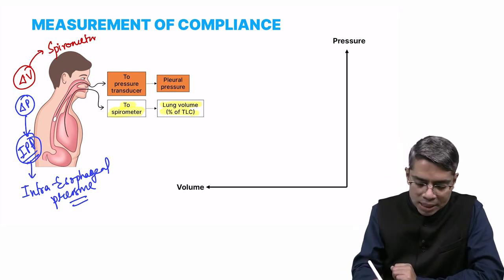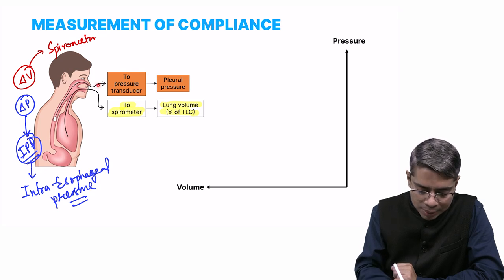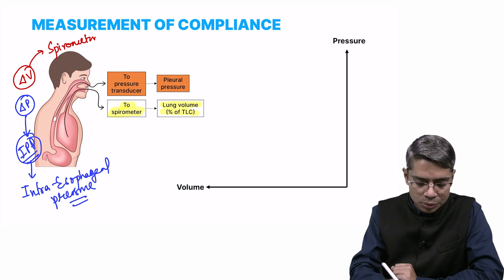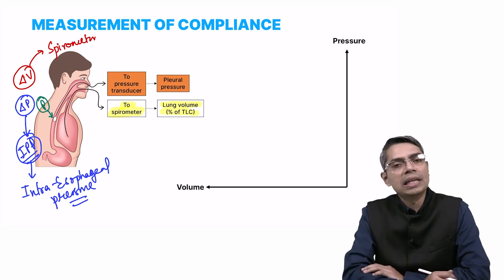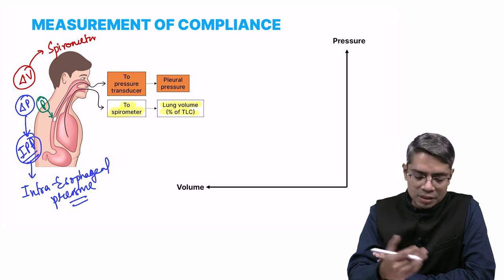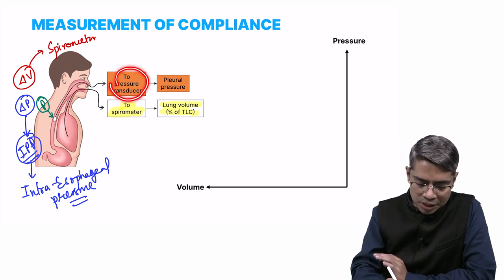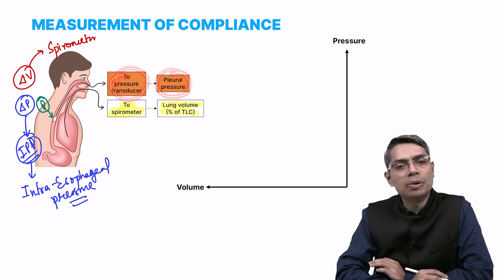To measure this interpleural pressure, what we have done here is put one catheter, and the tip of the catheter contains a pressure transducer. So here is your pressure transducer. This pressure transducer is measuring the interpleural pressure change or intraesophageal pressure change. So this is the setup. Pressure transducer is attached and it measures the pleural pressure.